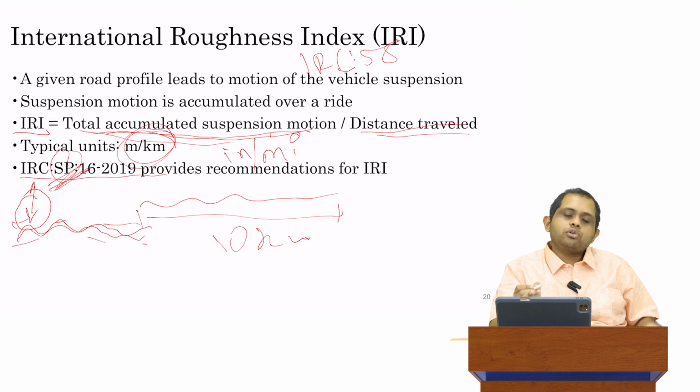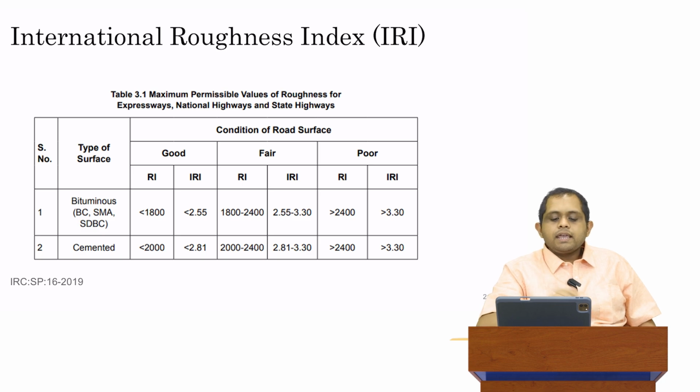You can think of it as a draft code with some useful recommendations, but they need not be followed in all cases. So IRC SP 16 2019 provides recommendations for International Roughness Index for roads in India. Here is what those recommendations look like.